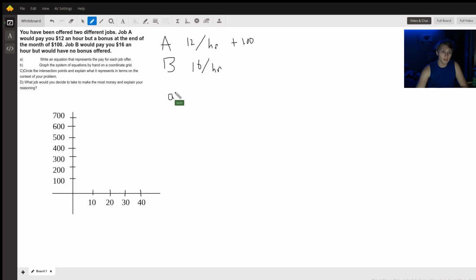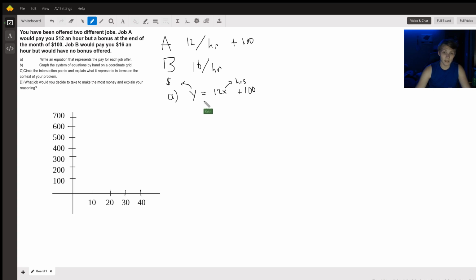For letter A, then, we need to write an equation that represents the pay for each job offer. So for job A, we're going to be earning $12 an hour plus 100 flat. So we're going to write this as Y, where Y is going to be your amount of money at the end of the month, equals 12x, where X is going to be the amount of hours you worked. So for every hour you work, you earn $12, plus you earn $100 at the very end of the month.